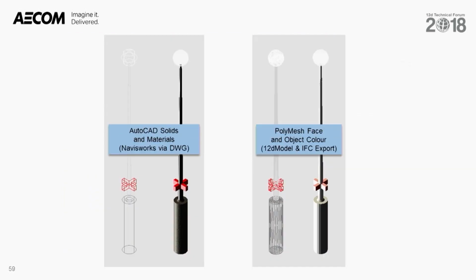There are a lot more faces and bits to 3D polymesh faces than there are as AutoCAD solids. So as a side benefit, it reduces the volume of information going to the federated model, because not all software can thumb their nose at large data sets like 12D model can.